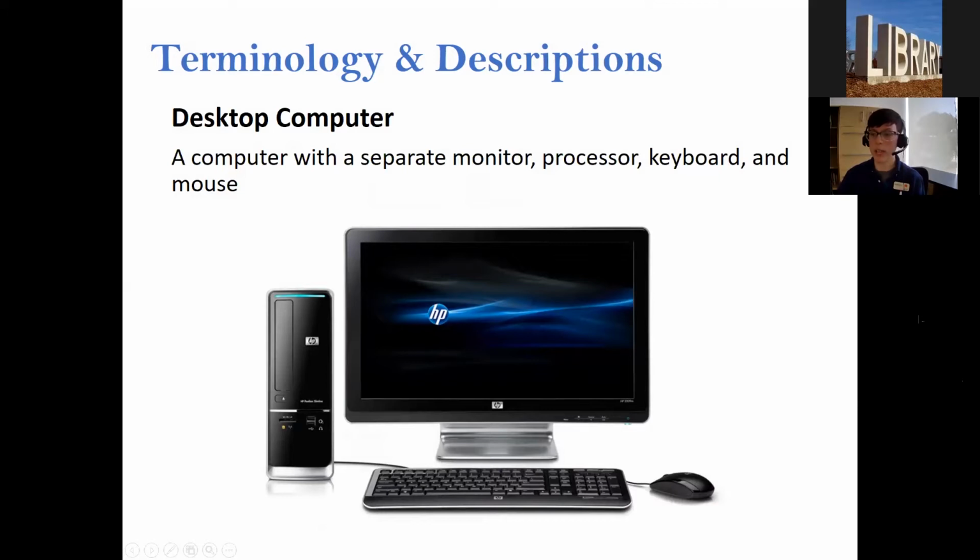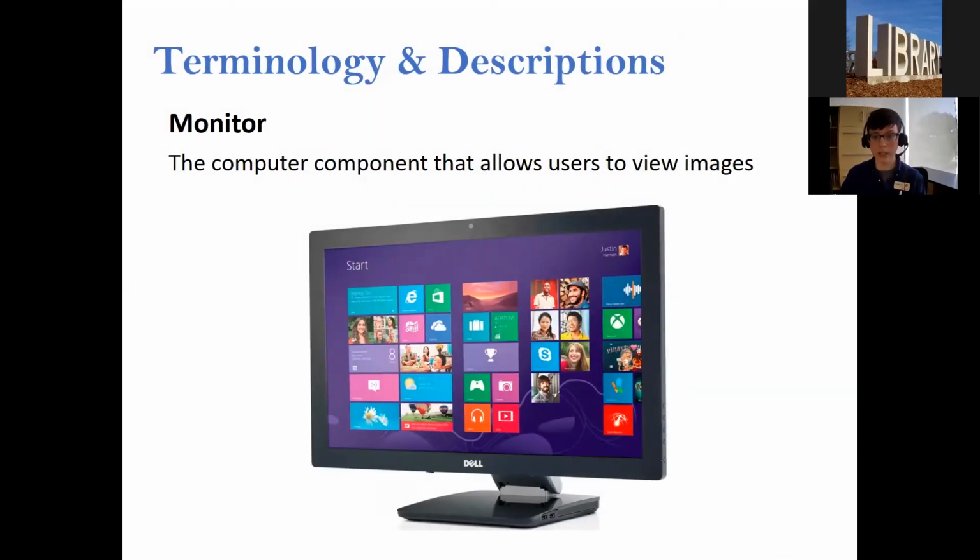There's kind of two different types of computers as well. So there is a desktop computer, which has a separate monitor, processor, keyboard, and mouse. So you might notice if you have a desktop computer, you might have that tower on the side, which might have your disk drive on it. You might have some ports where you can plug in like USB drives or memory cards. And then you'll also have the separate keyboard and mouse. And then the monitor is just the screen for your computer, which allows you to view things like your programs or any windows that you have open.